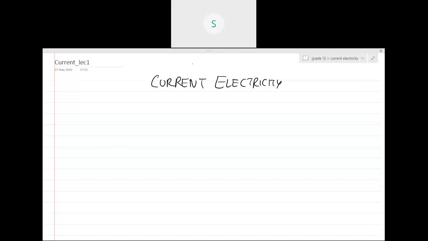Electrostatics comprised of 4 different things which needed to be discussed. First was electric field. The second was Gauss theorem. Third was electric potential, and the fourth thing was capacitance. So these 4 things comprise, in 12th grade, your first unit, electrostatics. The second unit starts when we start with current electricity.